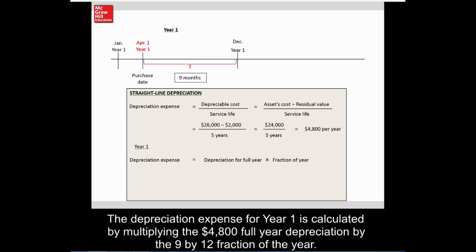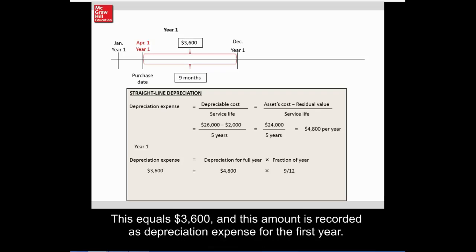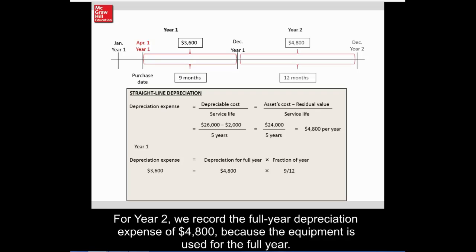The depreciation expense for year 1 is calculated by multiplying the $4,800 full year depreciation by the 9 by 12 fraction of the year. This equals $3,600, and this amount is recorded as depreciation expense for the first year. For year 2, we record the full year depreciation expense of $4,800 because the equipment is used for the full year.